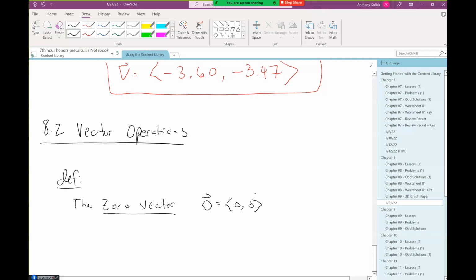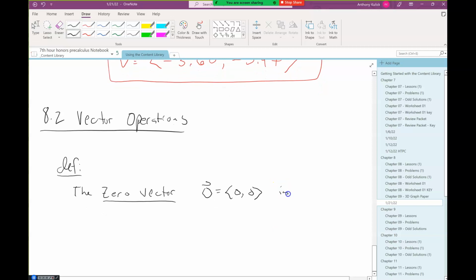Keep in mind that I'm putting a hat on top of my zero vector. You should get in the habit of doing that. It's very easy to confuse the zero vector with the number 0, which are two very different things. Keep in mind in the text, we're using boldface for vectors, so like a boldface 0, sometimes it's easy to confuse that with the number 0, just as a heads up. So that's a vector with magnitude 0 and no direction.